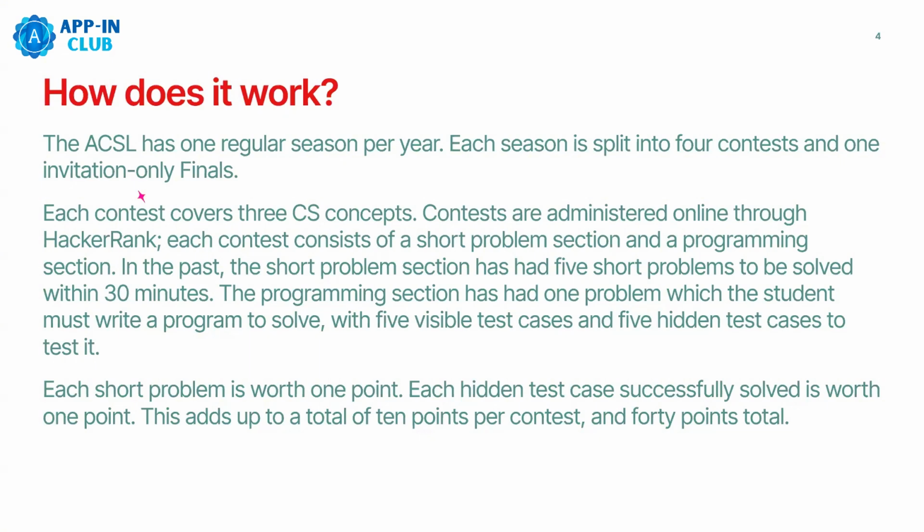this program do?" Each contest consists of a short problem section and a programming section. In the past, the short problem section has had 5 short problems to be solved within 30 minutes, and the programming section has had one problem which the student has to write a program to solve, with 5 visible test cases and 5 hidden test cases to test it. Each short problem is worth 1 point, and each hidden test case successfully solved is worth 1 point. This adds up to a total of 10 points per contest and 40 points total.